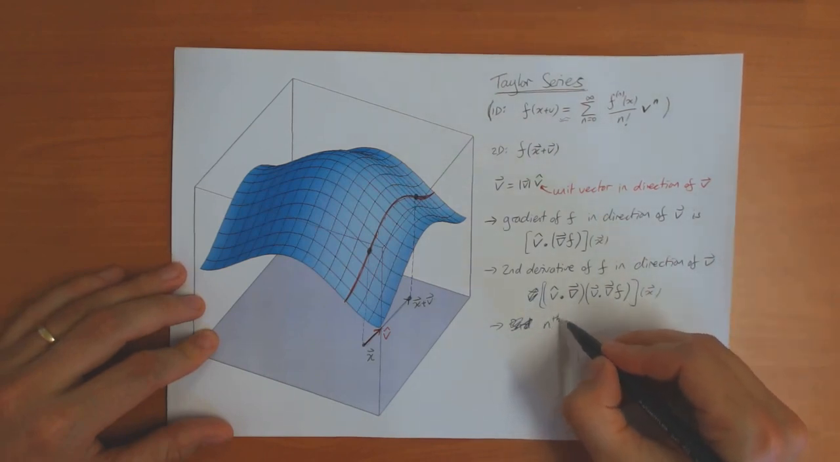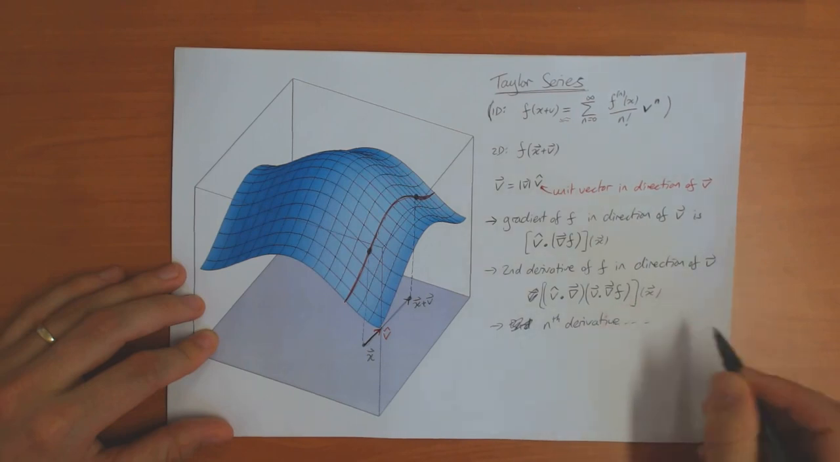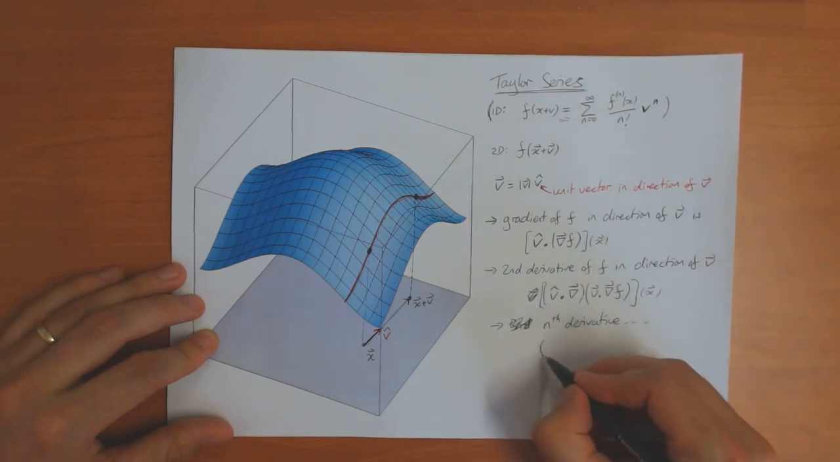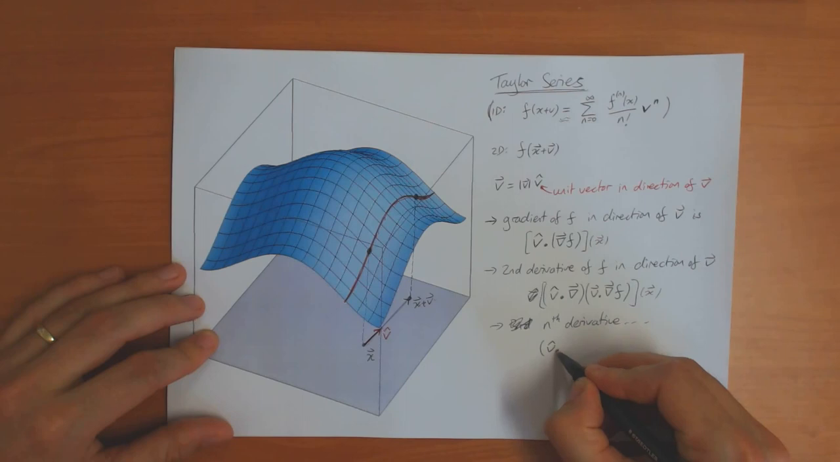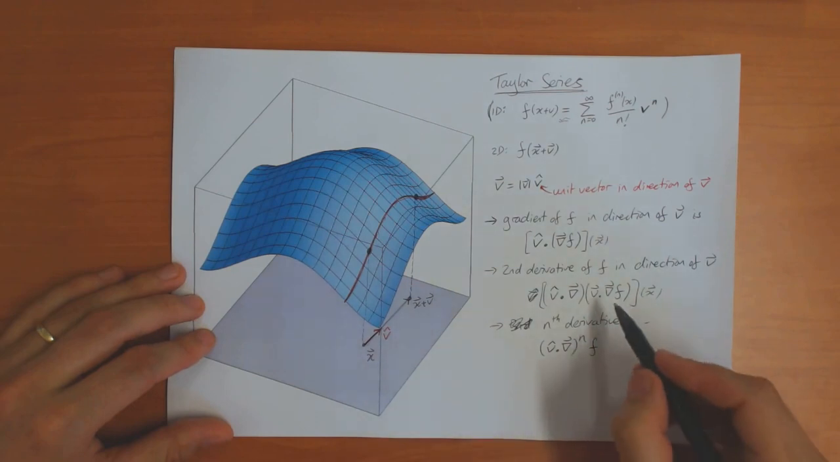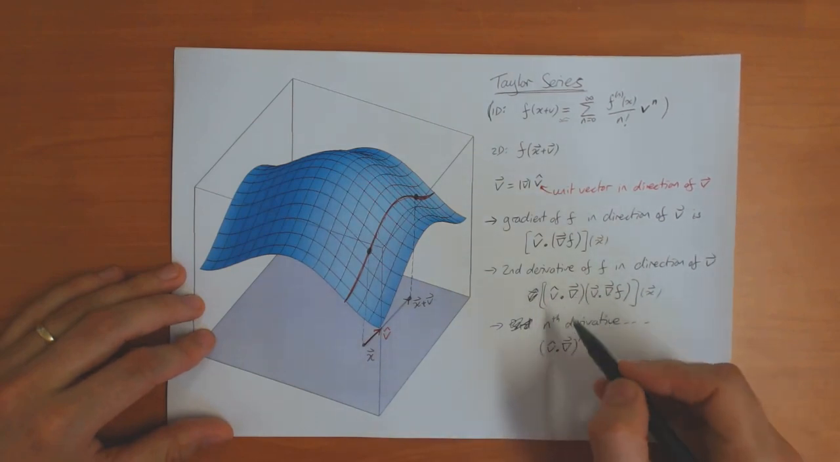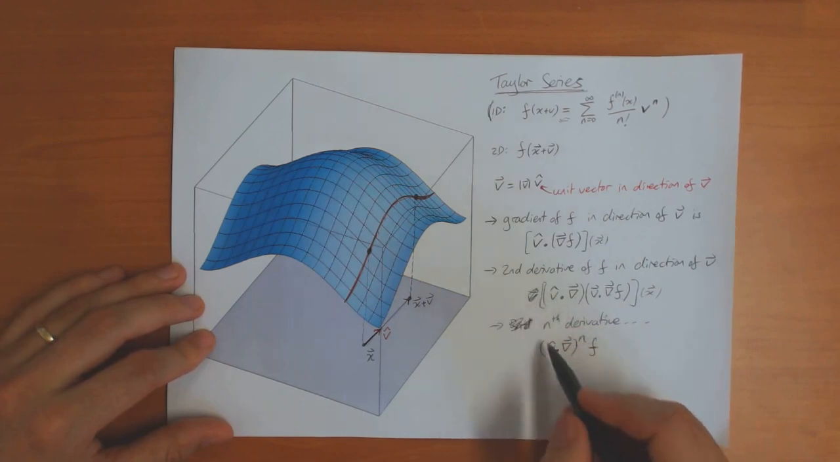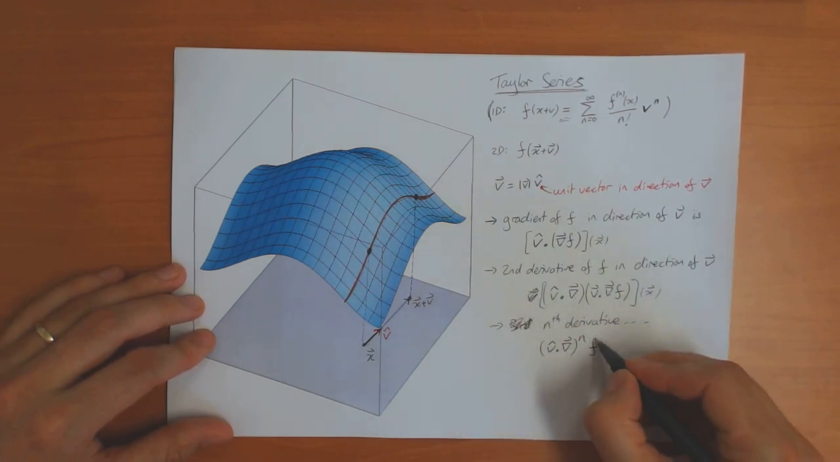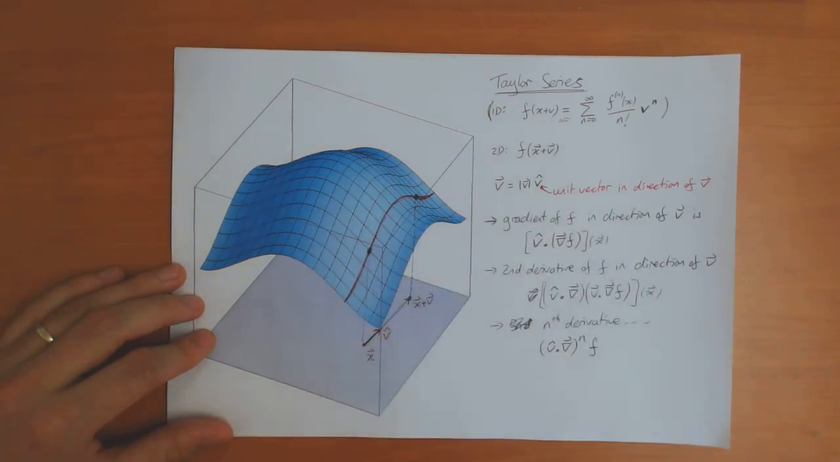So the nth derivative of f in the direction of unit vector v is going to be (v dot grad) to the power n applied to f. So what this means is you take f, take gradient dot v, take gradient dot v, take gradient dot v, n times. And that will tell you the nth derivative of the function f in the direction of v.